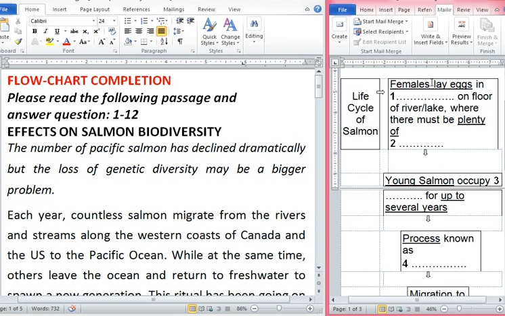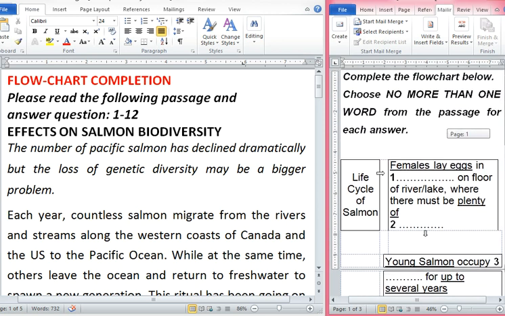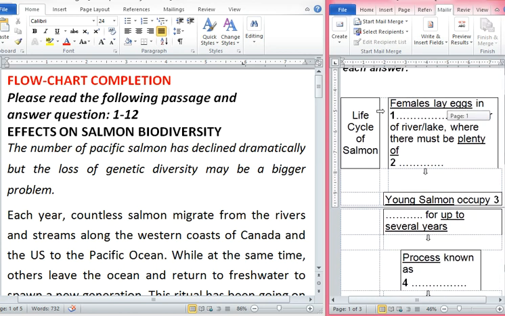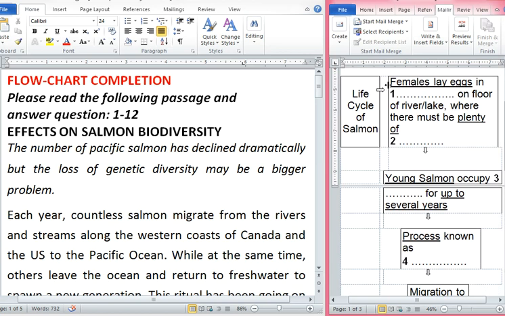So the next step is to see how many words can be written, if it is a fill in the blanks type of question. No more than one word. Okay, so you cannot write your answer in more than one word. The next step will be to underline the first keywords, and for your convenience I have already underlined it, also because of technical limitation. So what will we do? We will just underline one keyword. So here it is like female lay eggs, and then we will start reading the passage.